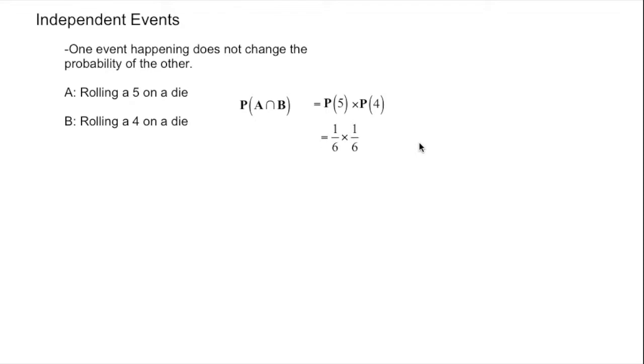Independent events. One event happening does not change the probability of the other. Rolling a 5 on a die is, let's say, event A, and event B is rolling a 4 on a die. If you're rolling the die twice, what's the probability of getting a 5 and then getting a 4? That would be the probability of rolling the 5 times the probability of rolling the 4, which would be 1/6 times 1/6, which is 1 out of 36. So these are totally independent. Notice the probability of the second one isn't affected by the probability of the first.